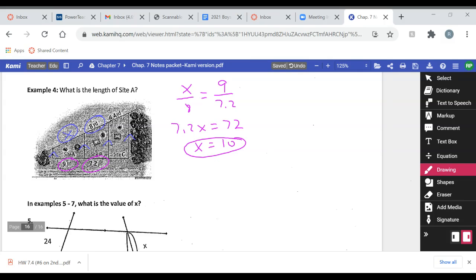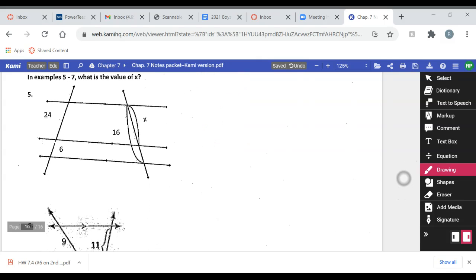All right, moving right along. So on number 5, it says what's the value for x. So here's where we have some options. Okay, we need to stay consistent. Whatever we do to one side, we have to do to the other side. We can see these lines are parallel. It's kind of hard to see that. The marking's kind of small, but those are parallel. And so we need to stay consistent.